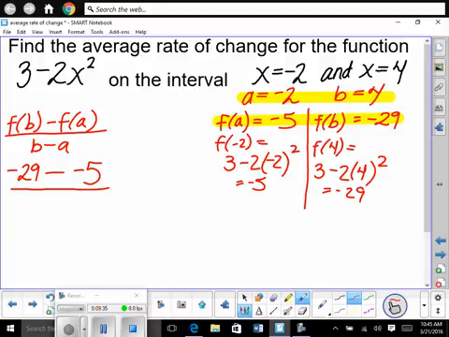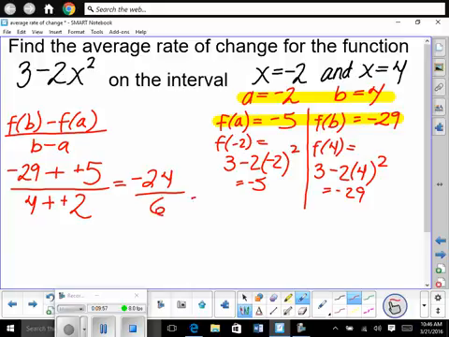All over b minus a. b was 4, and then minus a. So a is negative 2. Don't mess up on the subtracting of negatives. So on top we have negative 29 plus 5. Right? What do we get? Negative 24. Negative 24. And then we have 4 minus negative 2, so that becomes 6.